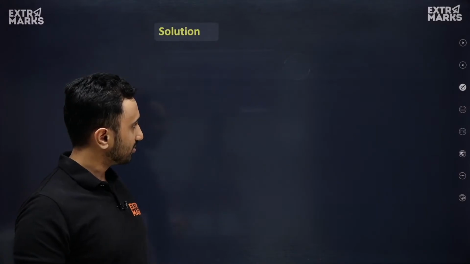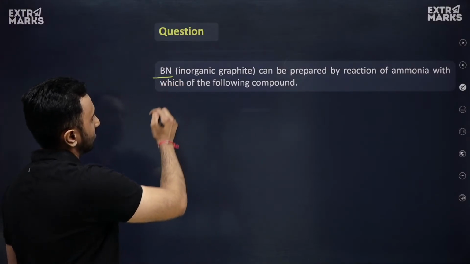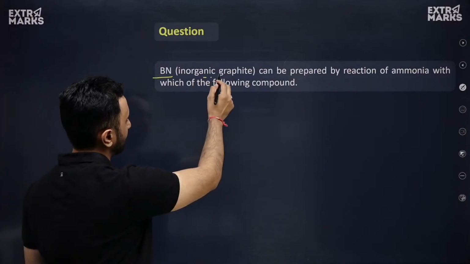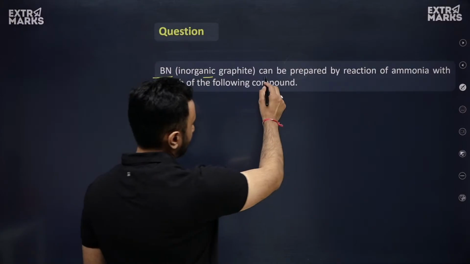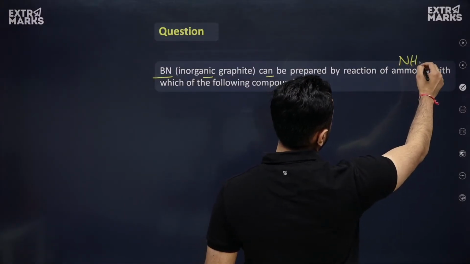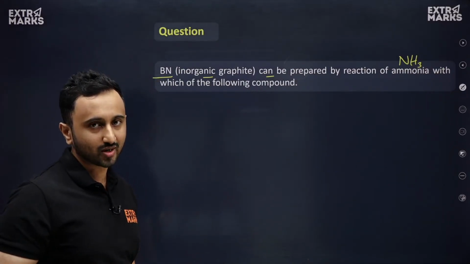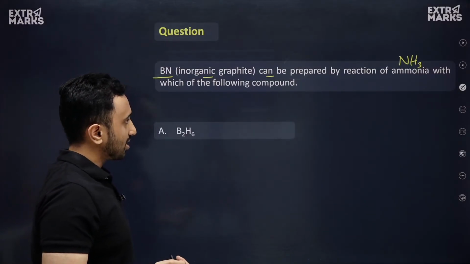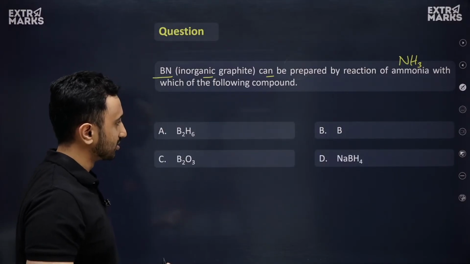Now, let us move forward. Okay. Let us see. BN, boron nitride, which is also called inorganic graphite because of its structure. So, it can be prepared by reaction of ammonia, NH3 gas, with which of the following compounds? So, again they are asking for some reactions. Let us see. This is a multiple correct question. We need to check all the options.